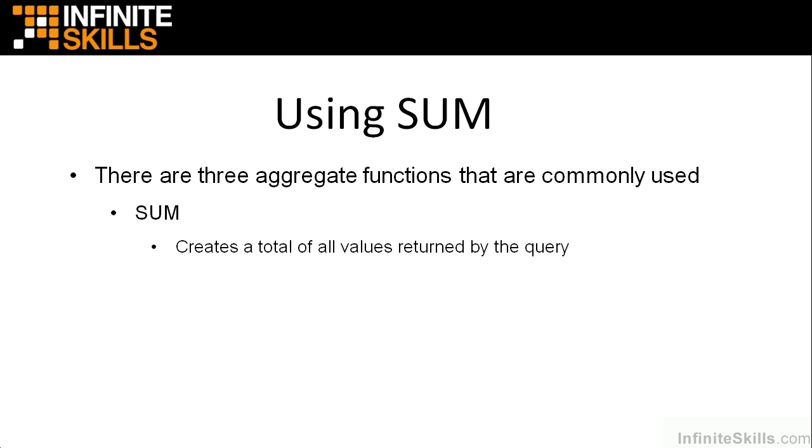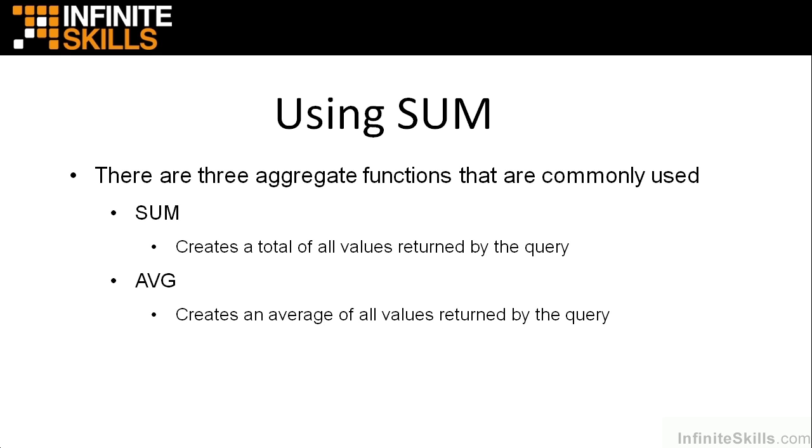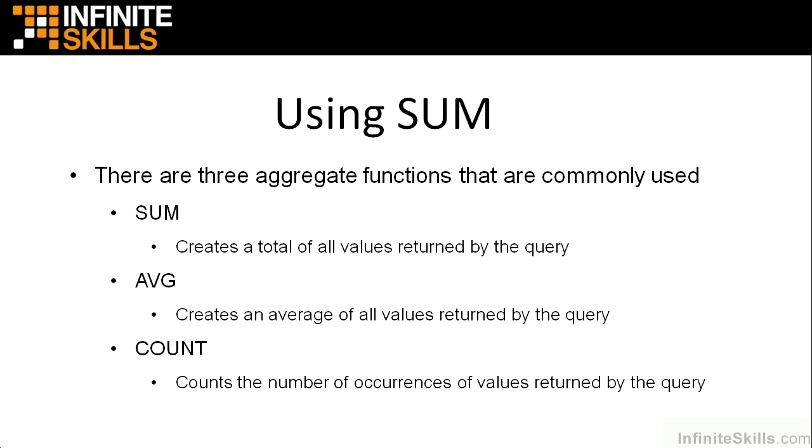Now, the 3 aggregate functions that are most commonly used that we're going to look at in this course are the sum function, and this just creates a total of all the values returned by the query for the particular column that you've set the sum on. Average works very much the same way. It creates an average of all the values that are returned by that particular query for whatever column you're averaging. And then the real interesting one is count, and this counts the number of occurrences of values returned by that query for that particular column that you're running the count aggregate on.